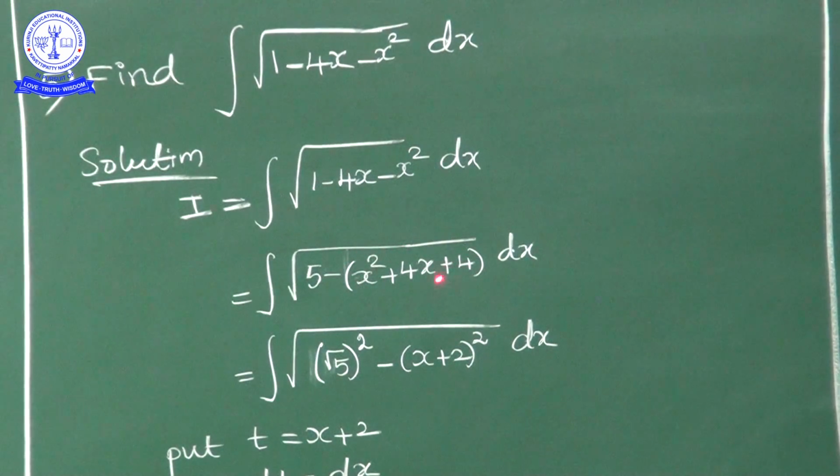So what is the advantage of writing like this? Now x square plus 4x plus 4 we can write as x plus 2 whole square. Okay, so integral square root of 5 minus x plus 2 whole square dx. Okay, so 5, further 5 we can write as root 5 whole square, no?